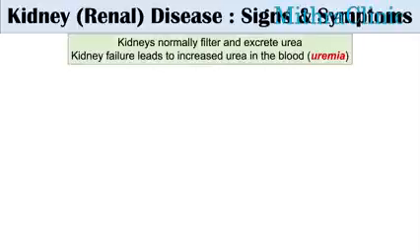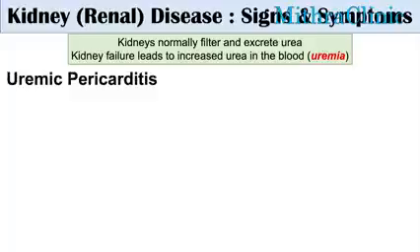Now, we mentioned that the kidneys are very important in excreting many toxins and in balancing electrolytes. One of the toxins in particular is urea. The kidneys normally filter and excrete urea. Urea is a breakdown product of protein metabolism. And when there's kidney failure, this leads to an increased urea in the blood, what we call uremia. So, abnormally high levels of urea in the blood.